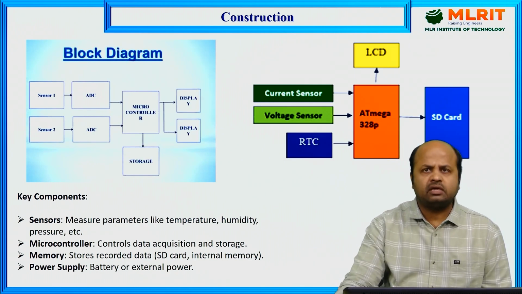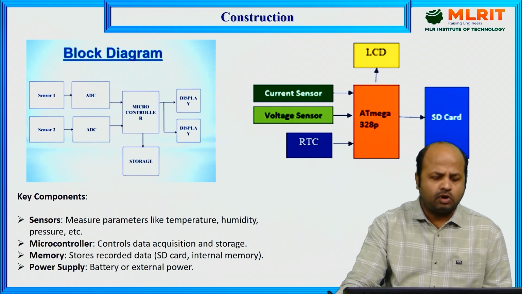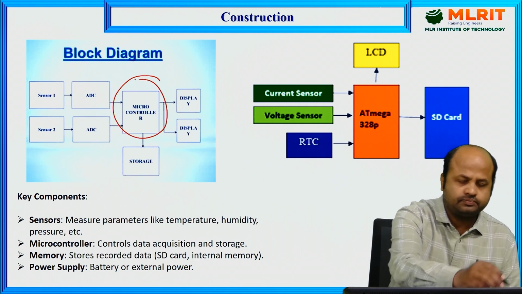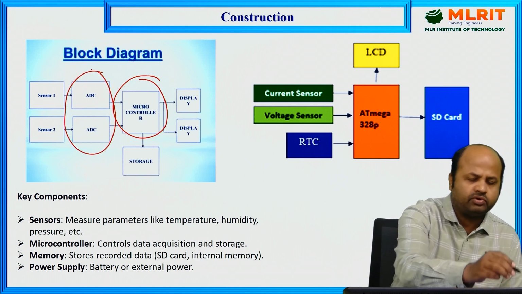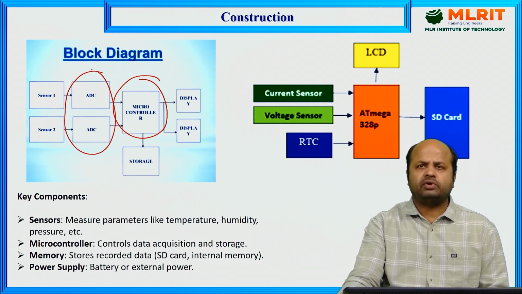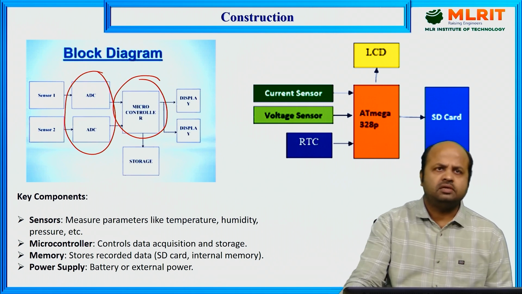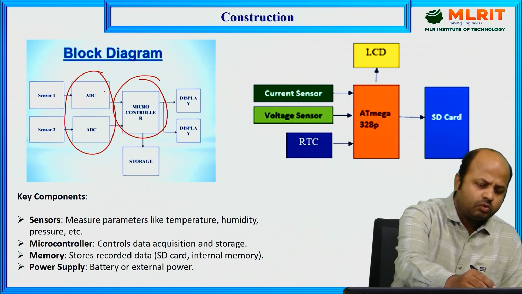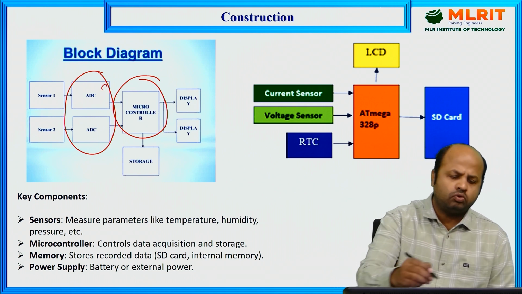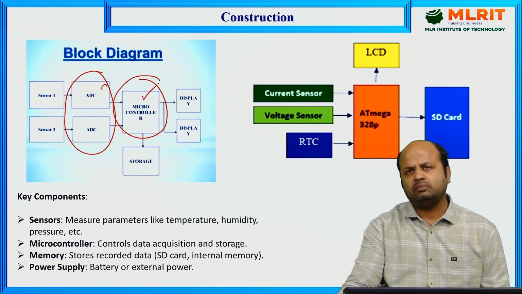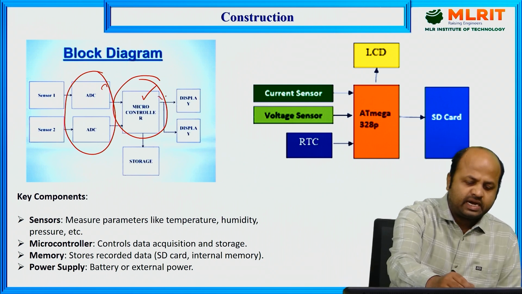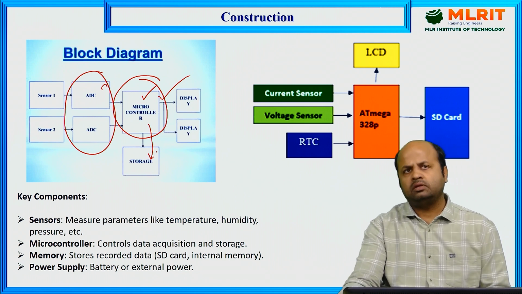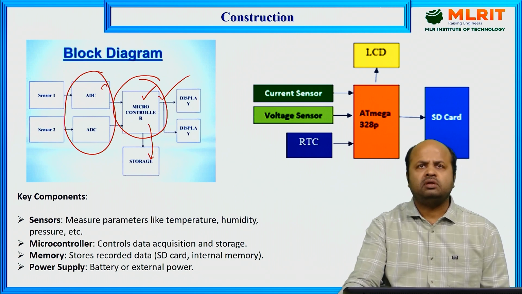So this is the block diagram of a data logger. In any data logger, we will find one microcontroller and one ADC converter. The purpose of the ADC converter, as we know, is to convert the signal obtained from the sensor into digital format, and this data will go to the microcontroller for further processing. After processing, the data will be displayed and simultaneously stored in the memory card. So this is the basic block diagram of a data logger.